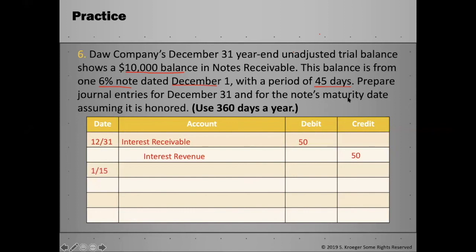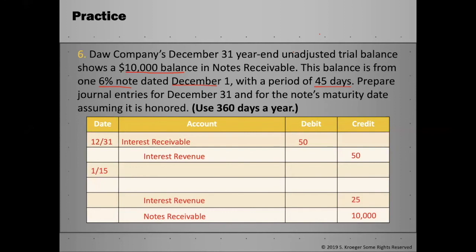I'm going to go a little backwards here with doing the journal entries. It's going to be on the 15th of January. That is the maturity date. The amount of the note is the full balance they owed us, which was $10,000. Interest revenue would be the interest from this current year, basically from January 1st to January 15th. This year's amount was $25.